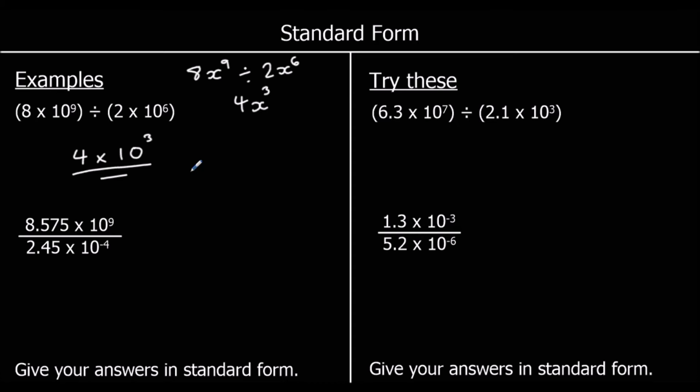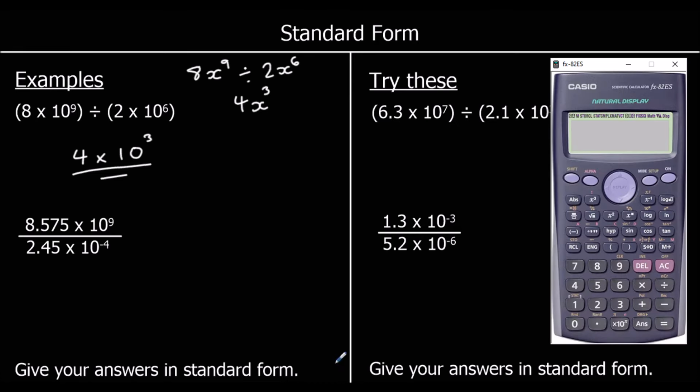For the next one, I'm going to use a calculator. So we've got 8.575 times 10 to the power of 9 divided by 2.45 times 10 to the power of negative 4. So if I grab the calculator, there's ways we can write this in the calculator. We can use our fraction button.